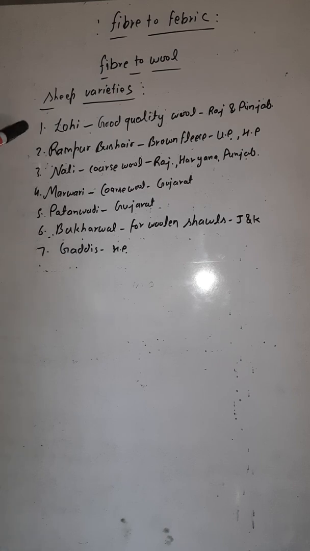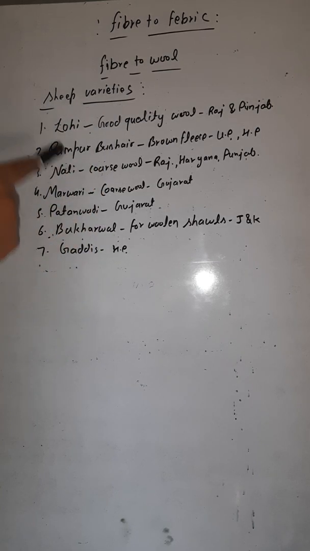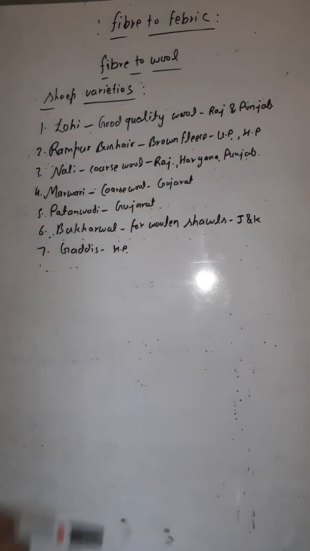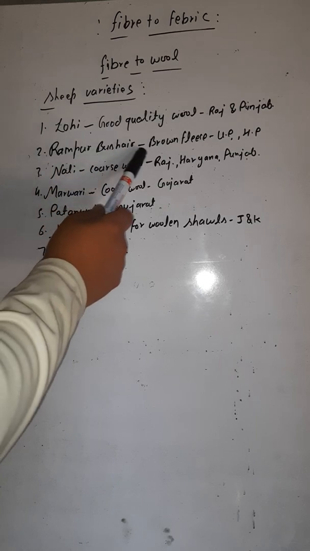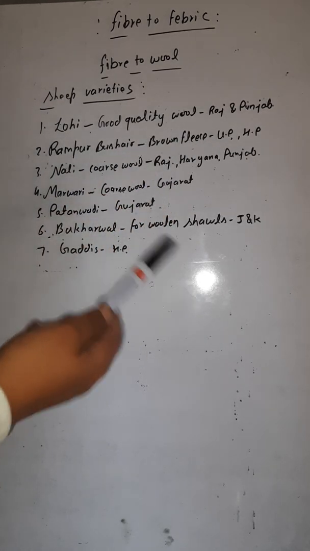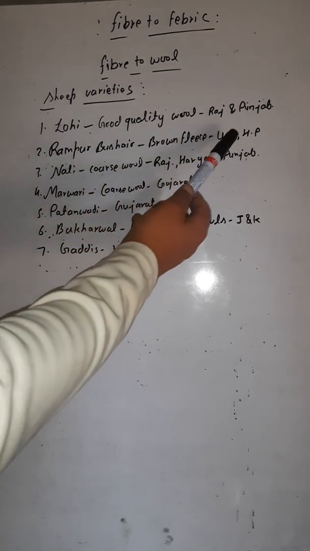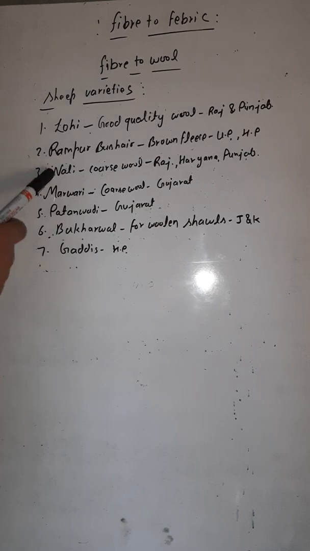So now the first one is the Lohi, from which we are getting good quality wool. The Lohi sheep is reared in the areas of Rajasthan and Punjab. And the second one is the Rampur Bushair. So we are getting brown fleece, brown hair, from the Rampur Bushair, which are reared in Uttar Pradesh and Himachal Pradesh.